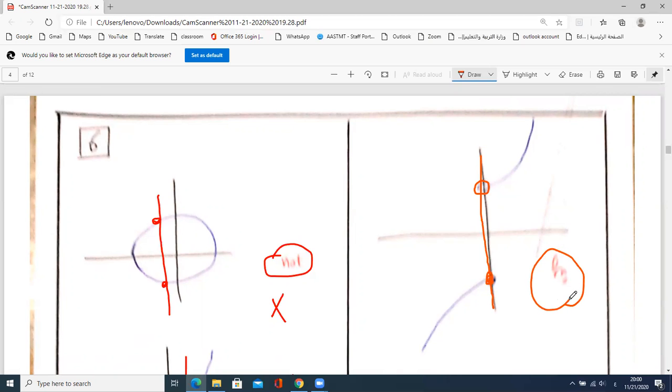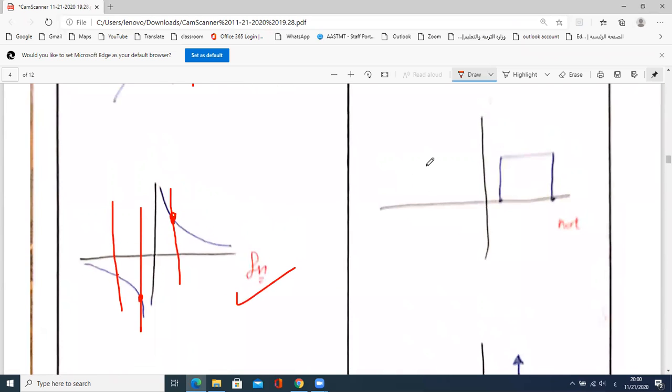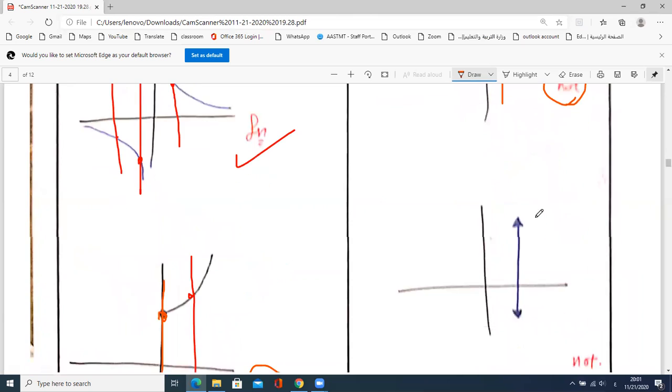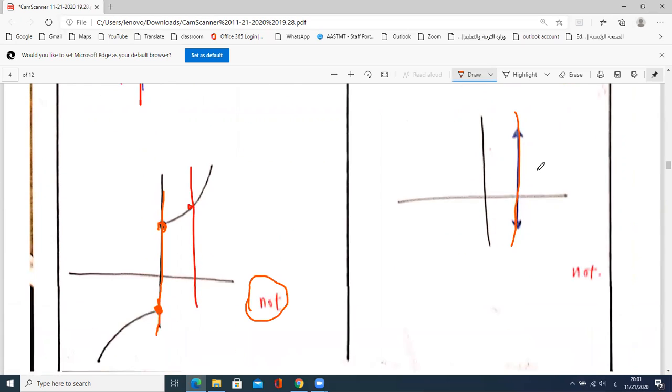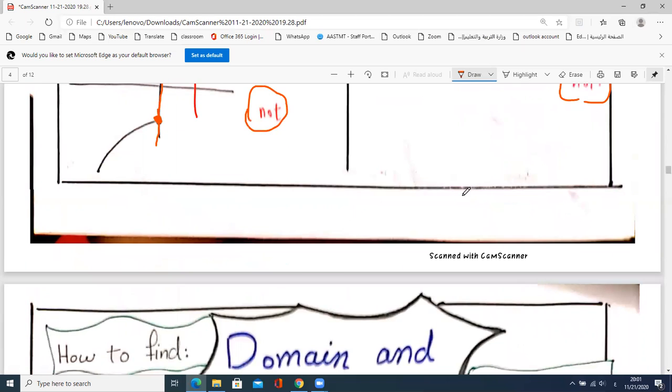Okay. The next example, if we have a vertical line in this place, you will find that we have a line segment intersection. A line segment consists of an infinite number of intersection points, which is not a function. Similarly here, if we have a vertical line here, we have an infinite number of intersection points. Okay, so it's not a function.